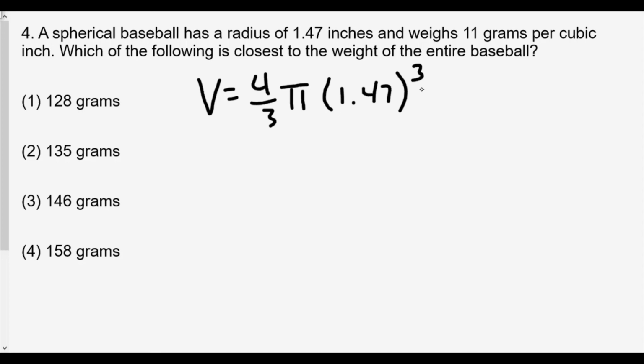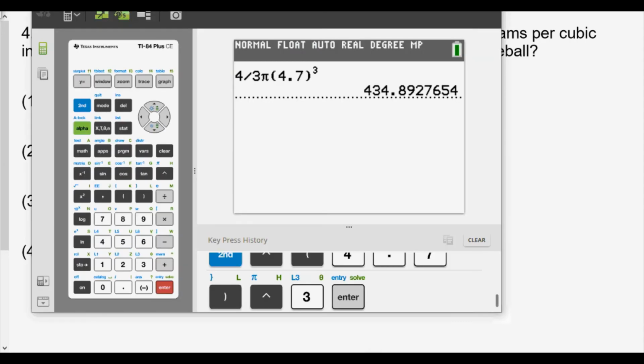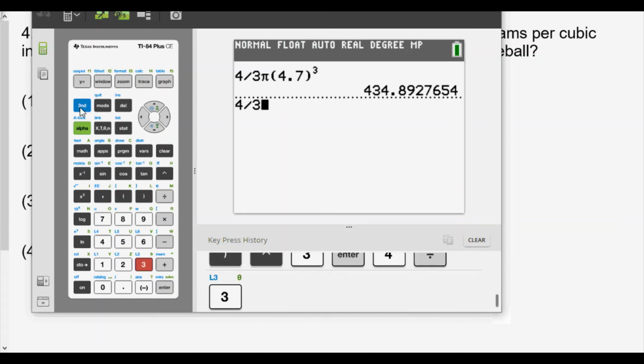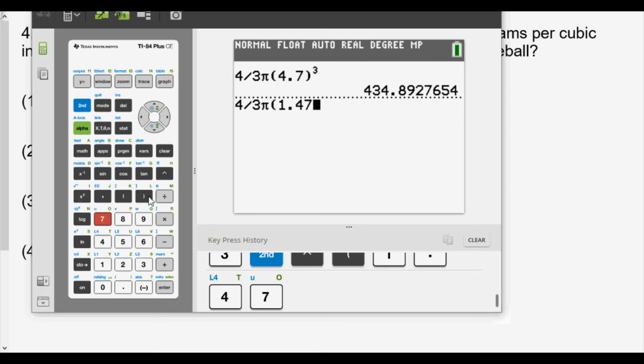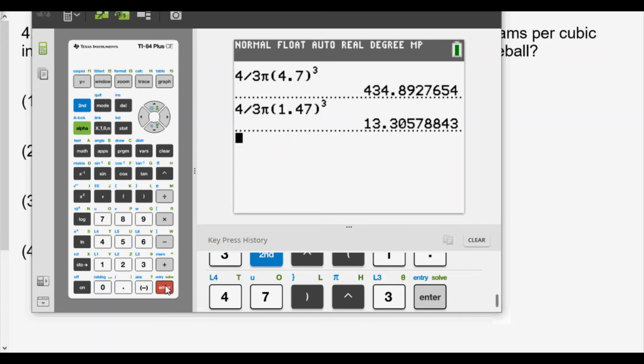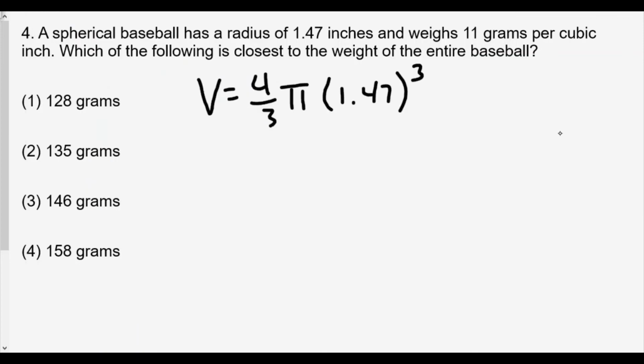All right, so let's take a look at this. We'll take our calculator. So we have 4/3 pi, and our radius is 1.47, raised to the 3rd power. And that's going to be 13.3057. So it's about 13.31, so approximately 13.31 cubic inches, so it'd be inches cubed.